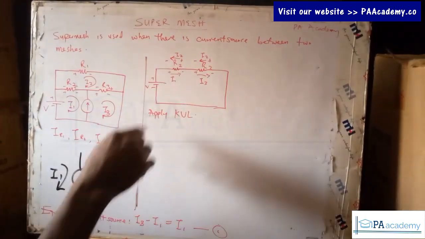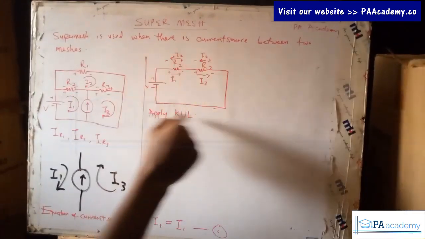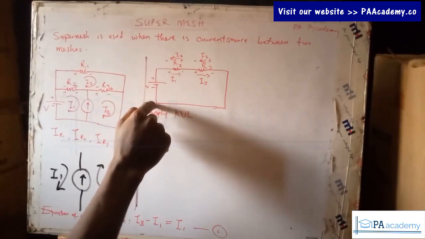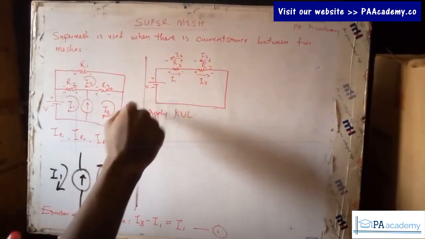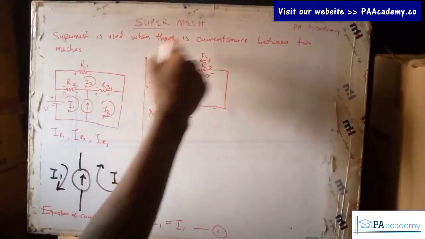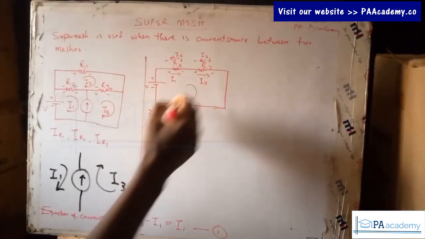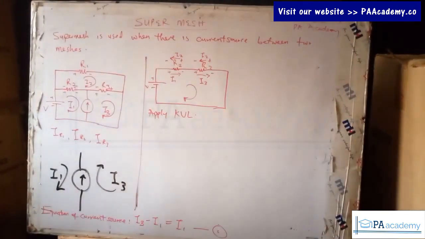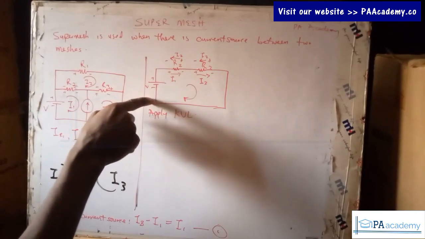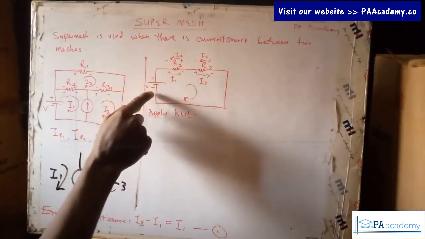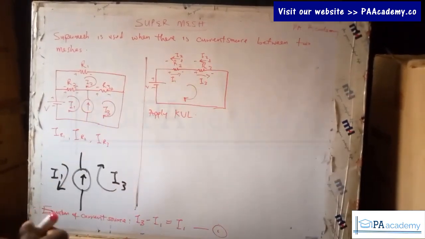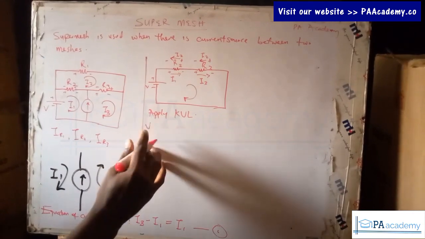So we are going to start from one of the nodes straight down to the same node. So let's say we are starting from here, and we go around the circuit in a clockwise direction. So we are going to apply KVL. In doing that, if you are starting from here, going in this direction, this is negative to positive. That means we are going to be having V, right?